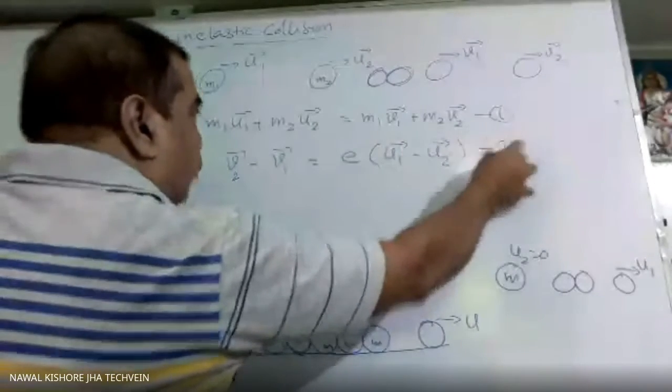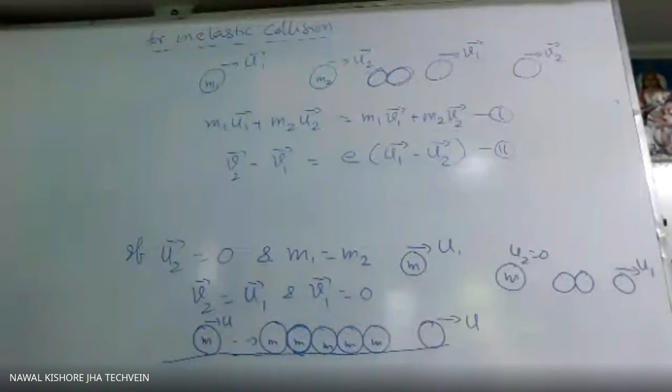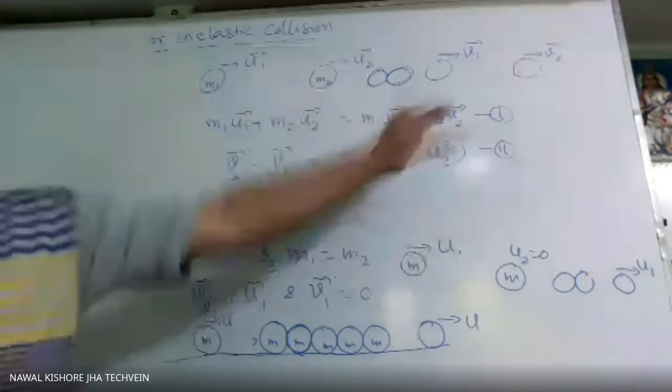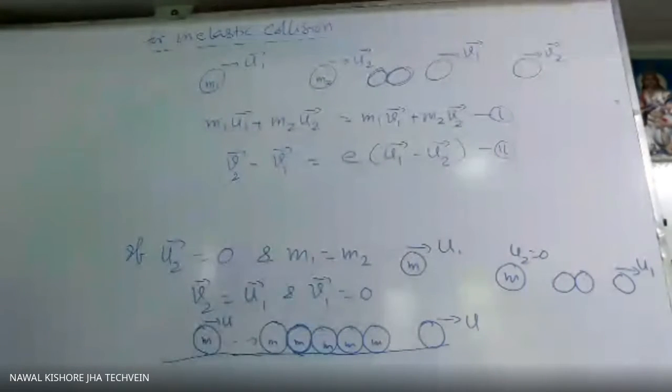So these are the two relations by which we will solve the problems. The coefficient of restitution will be given. If only one variable is unknown, only one relation will be used. If two variables are there, then this relation will also come. So that will depend on what is asked.